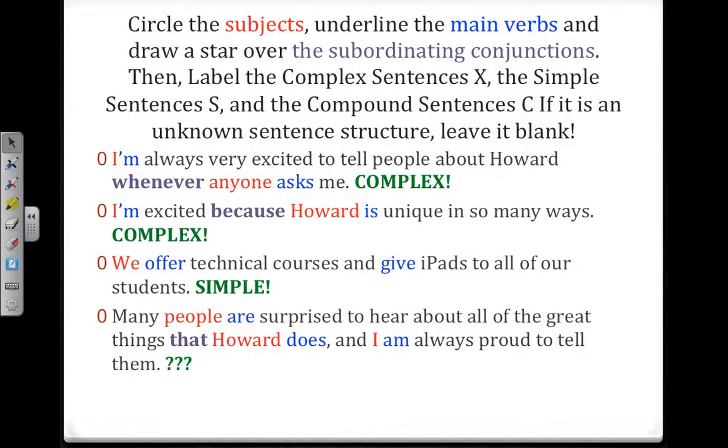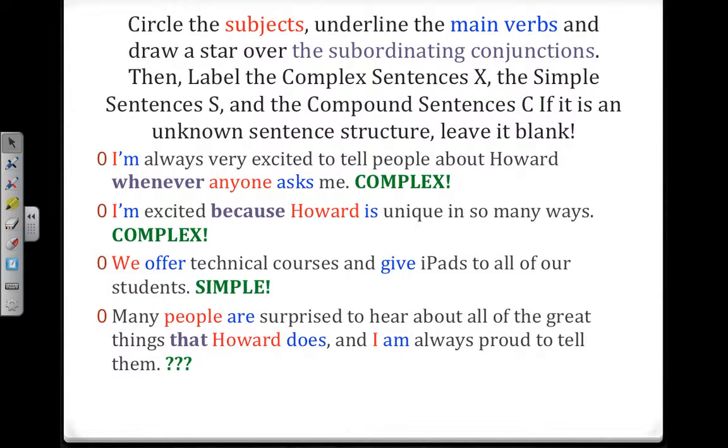So this is what we come up with. I'm, as we've talked about, is a contraction standing for I am. I is the subject, am is the linking verb. If we continue on, we see that we have another subject, anyone, and an action verb, asks me. Before anyone, we have the word whenever, which we have said is a subordinating conjunction. So we have an independent clause, then connected to a dependent clause. So we have a complex sentence for number one.